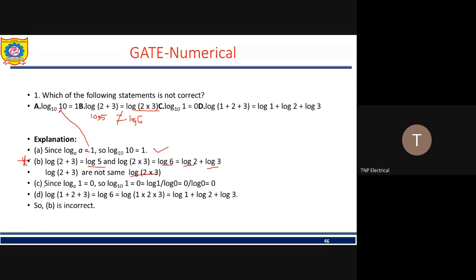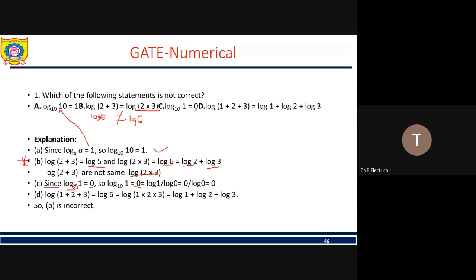Okay. Next, the option given is log 1 to the base 10 equal to 0. One of our friends has put that this is wrong, but friend, log 1 to the base a is equal to 0. This is the rule we have: log 1 to the base a, where a is a positive real number, is equal to 0. This is the property which we have seen earlier. So log 1 to the base 10 equals what? 0. Yes or no?